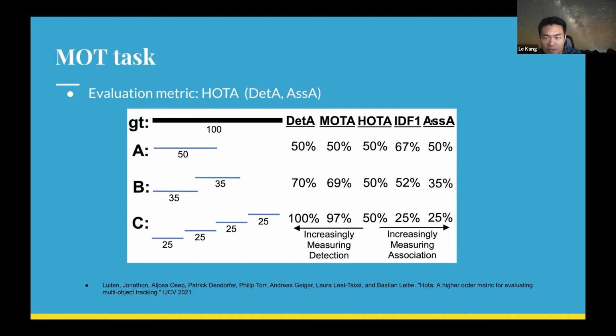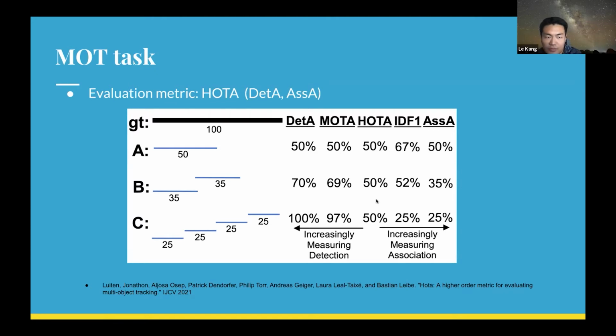On the other extreme of this metric, ESA, we can see that it focuses mainly on the association part. Method C gets too many ID switches and it gets very low ESA scores, even though it has very good detection performance. And method A has 50% overlap. Tracklet with the ground truth gets 50% association score, and it's reasonable. And the HOTA actually is in the middle of the spectrum, right? It's a perfect or an even balance between the detection and ESA score.